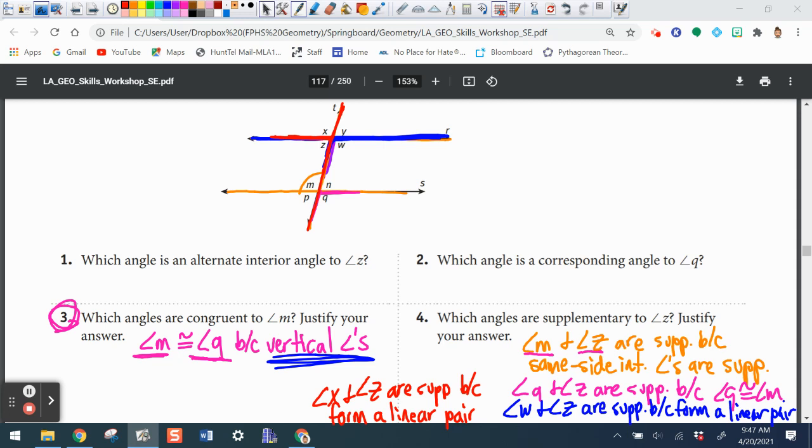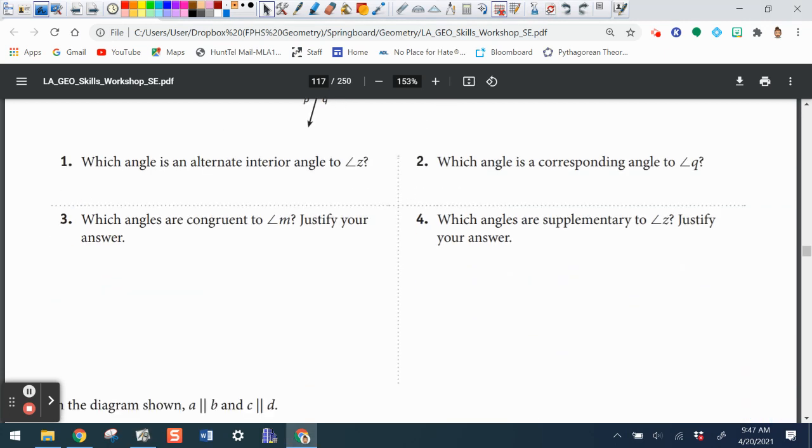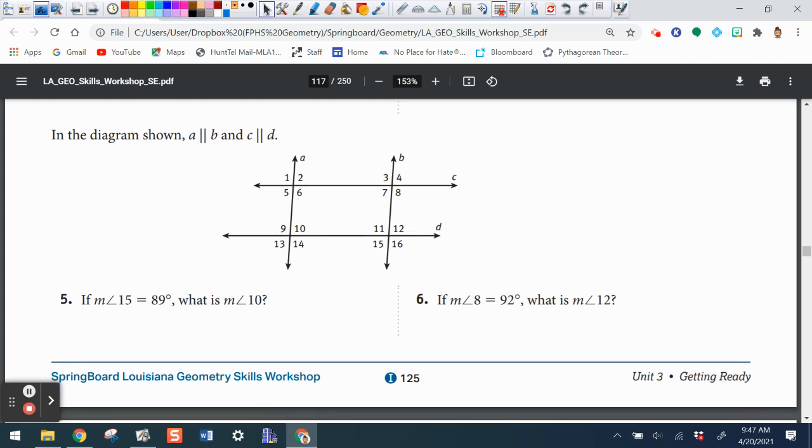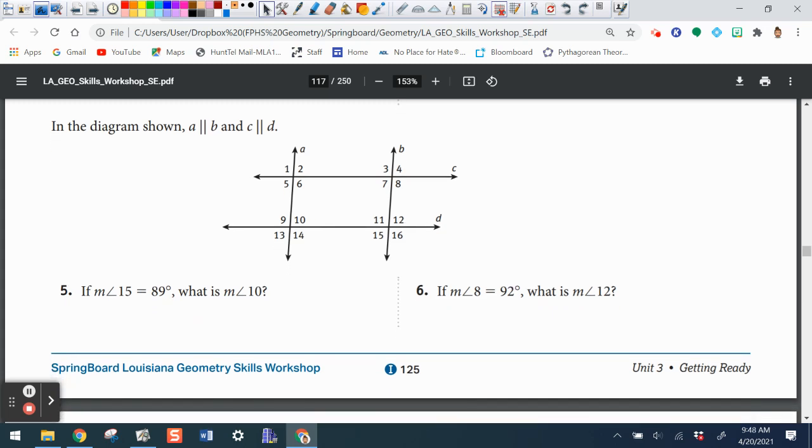So that completes item 4. Now we're going to transition to a slightly more complicated diagram, but still we're holding on to the terminology we learned. In the diagram shown, it says that A is parallel to B and C is parallel to D. This set of 4 angles shares very important angle relationships with this set because A is parallel to B.